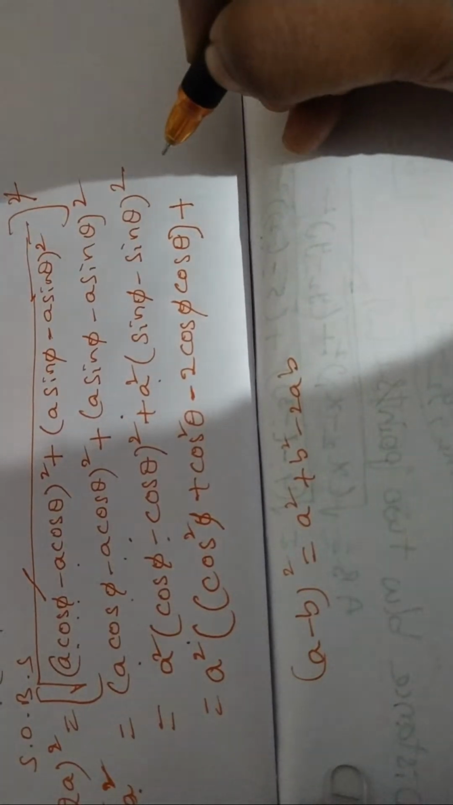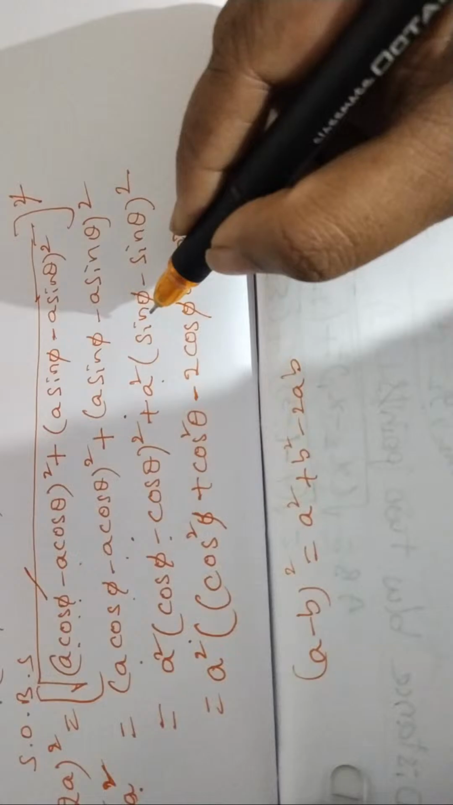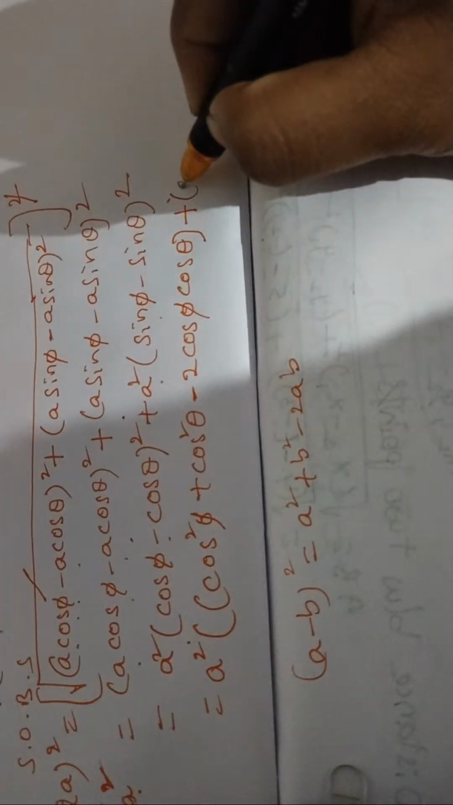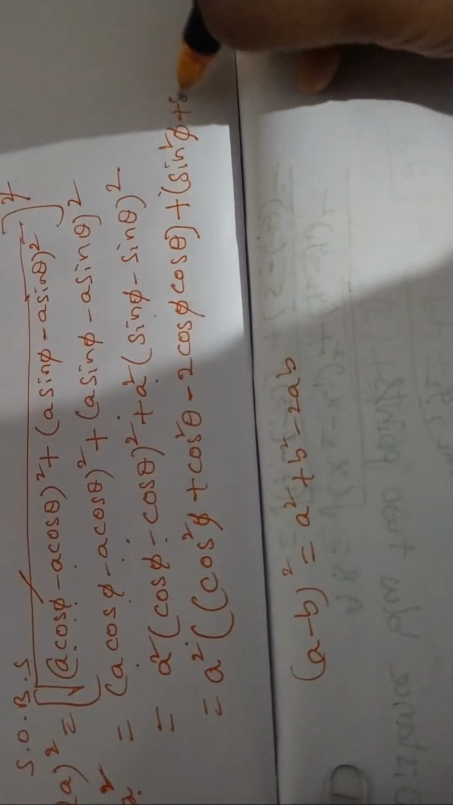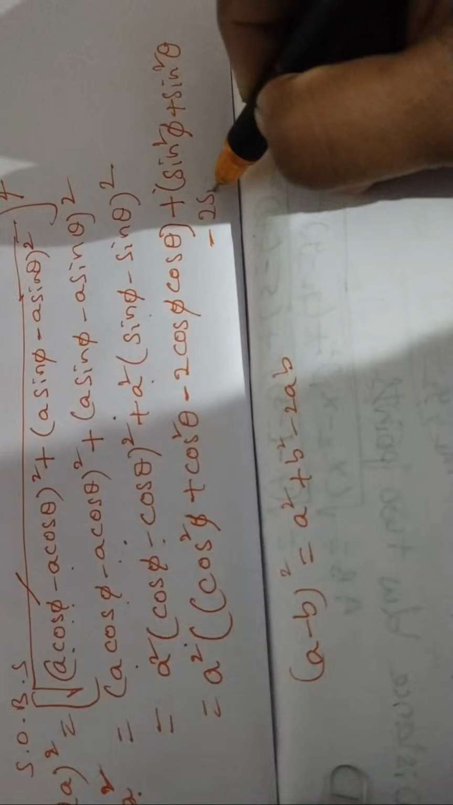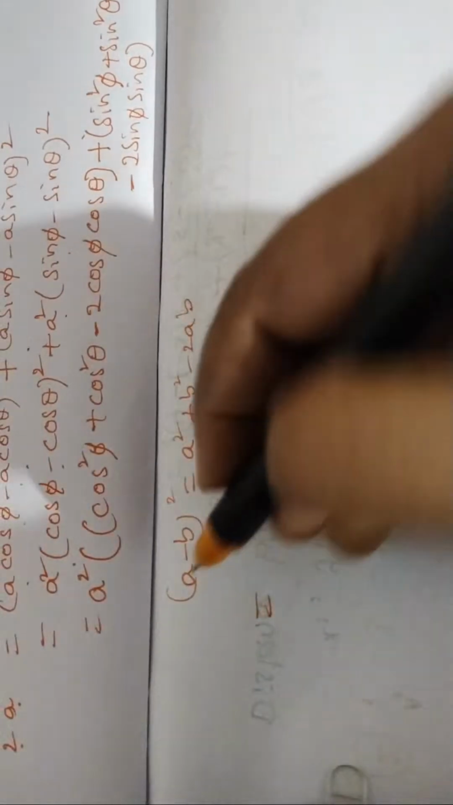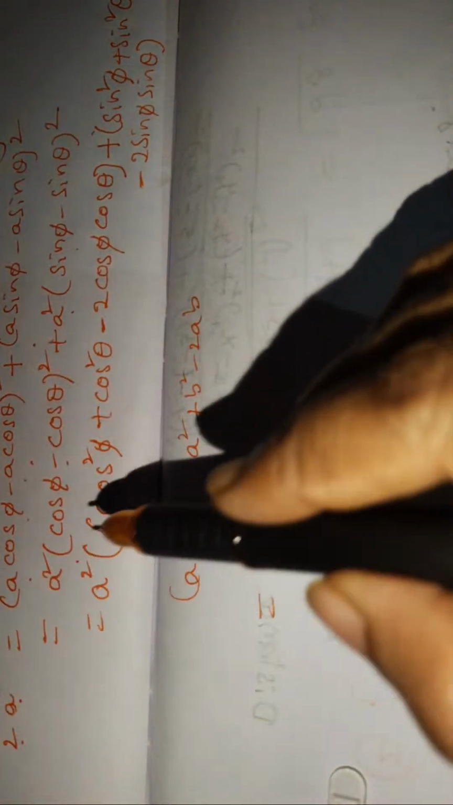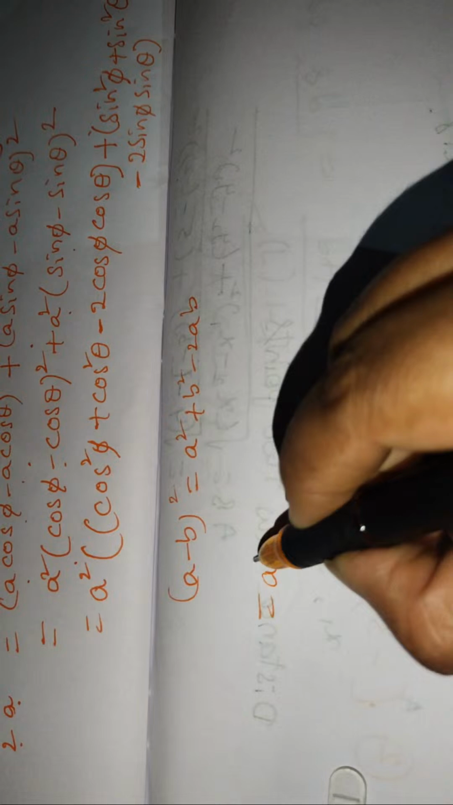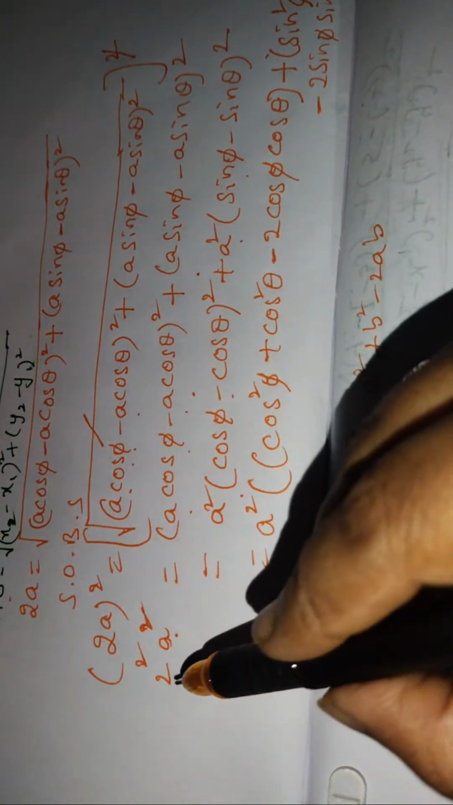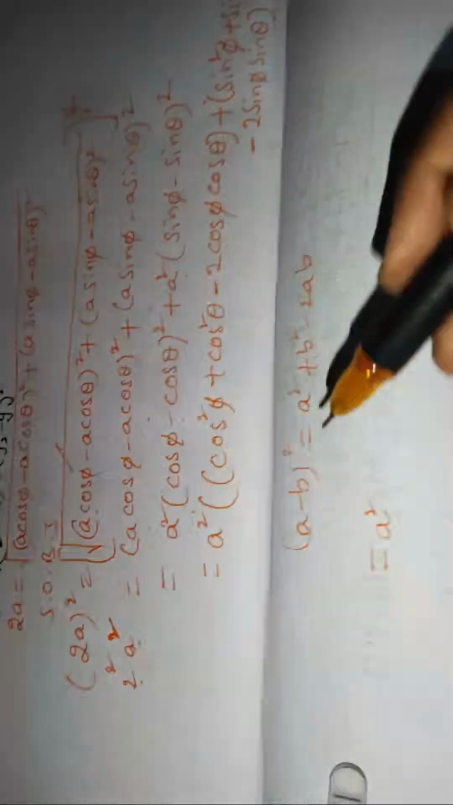Next plus here a minus b again, sin square phi, plus sin square theta, minus 2 sin phi sin theta. So expanded. Now I will simplify this expansion. Outside I have a square. So I will take a square outside, and if you observe this side we have 2 square. What is 2 square? 4. 4 into a square.